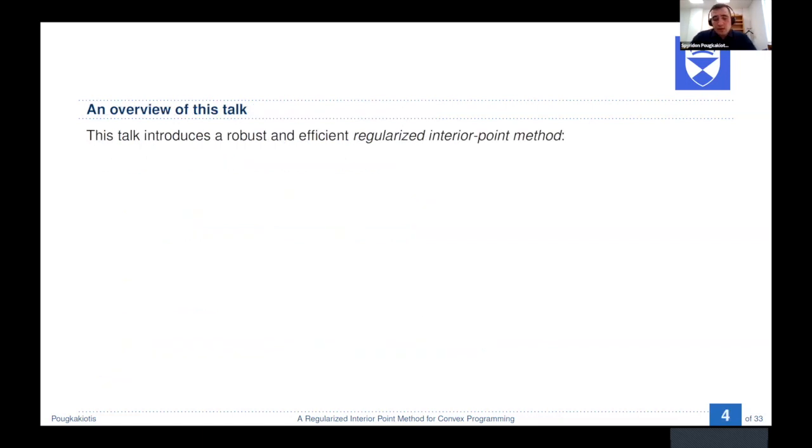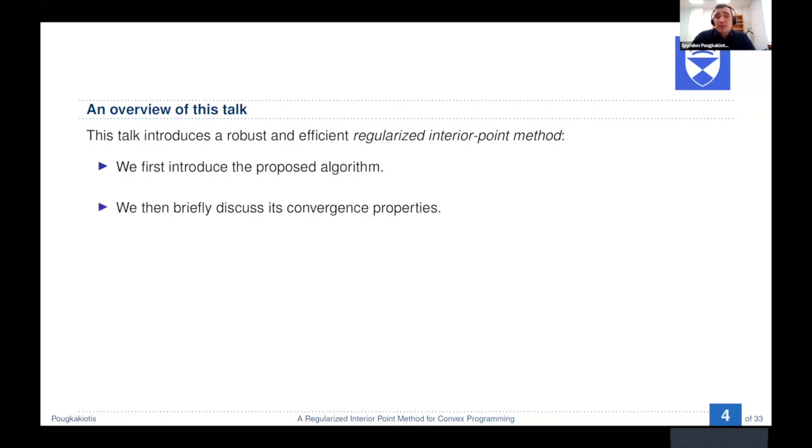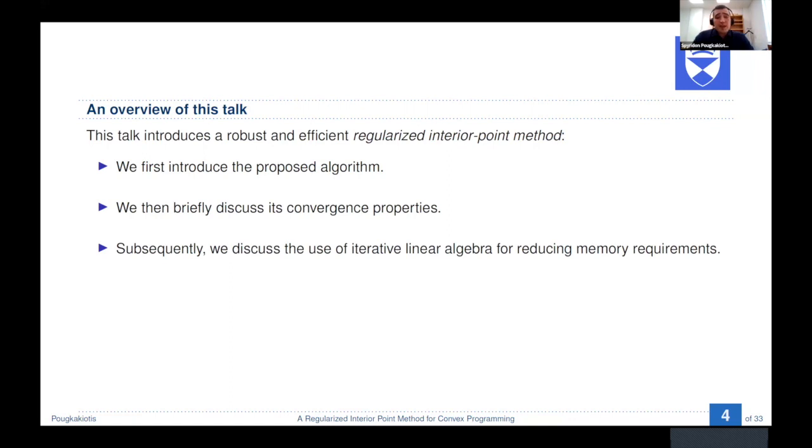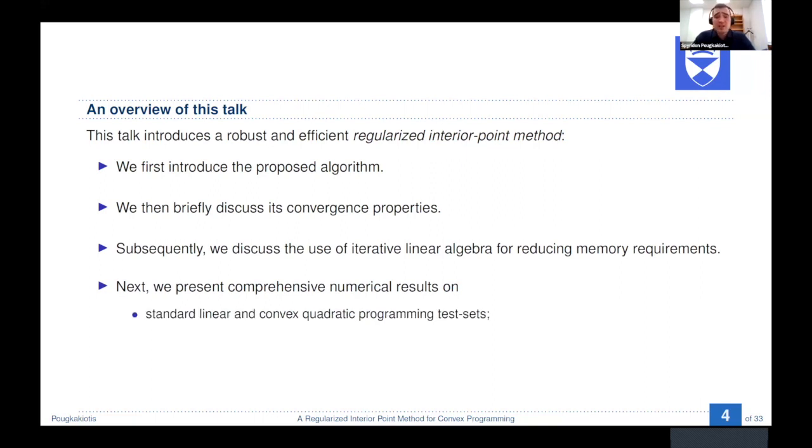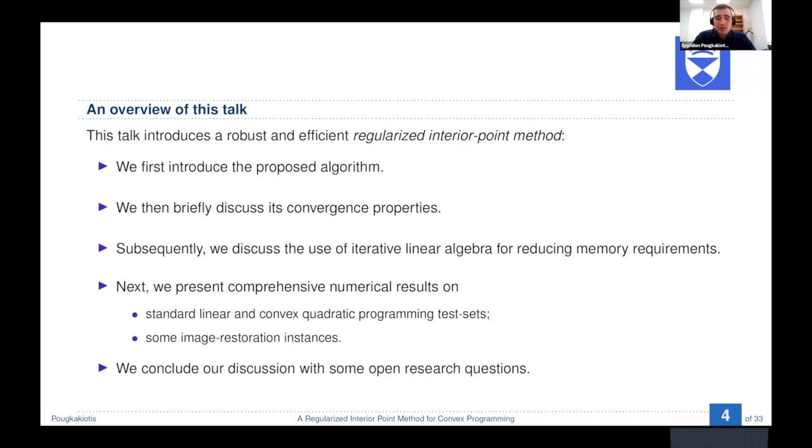So to answer this problem as well as we can, we derived a regularized interior point method, which I will present in this talk. First, I will start with introducing the algorithm and hopefully convince you that we are designing the algorithm to improve the robustness of standard interior point methods. Then I will briefly discuss its convergence properties so as to show that the resulting method is actually efficient. Then I will also discuss a bit about iterative linear algebra, which is used in our method to reduce memory requirements so as to improve scalability. Finally, I will present some numerical results on some linear and convex quadratic programming test sets, as well as on some nonlinear image restoration instances. And of course, I will discuss some open research questions.